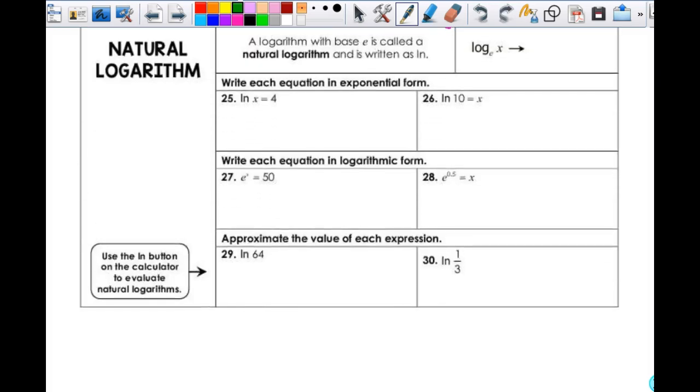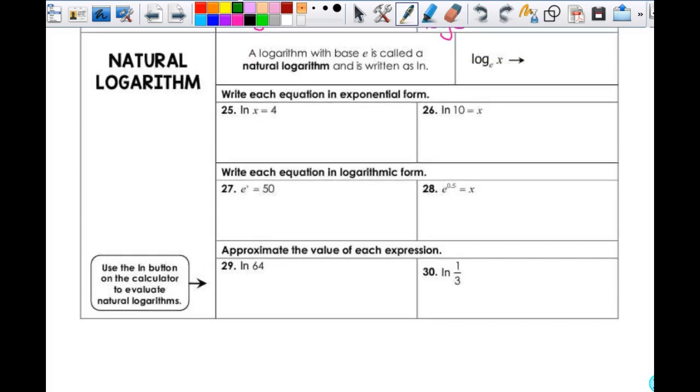Any questions? All right. So then we have the natural logarithm. So log base e of x, which we don't write like that, right? Instead of log base e, we use the natural log of x.